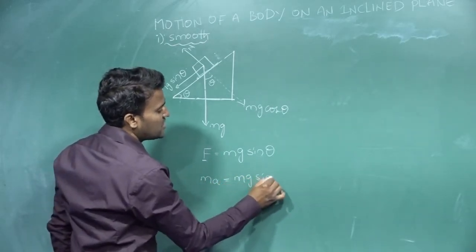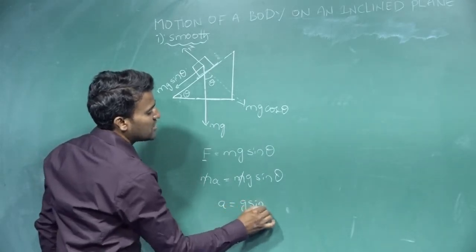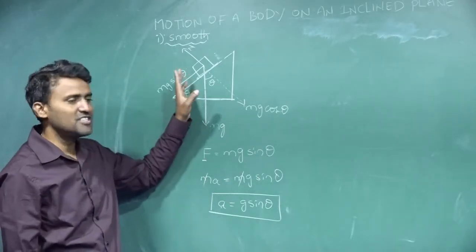mg sin theta equals ma. On both sides the mass gets cancelled. Acceleration is equal to g sin theta. So the acceleration of the block is g sin theta.